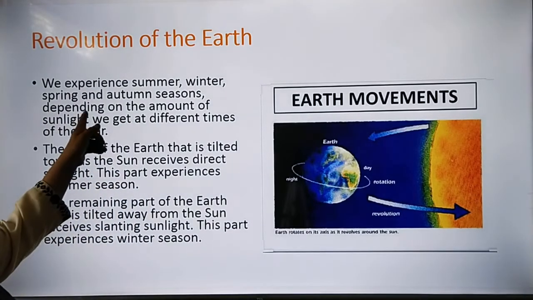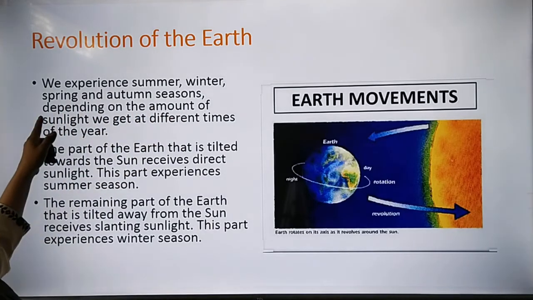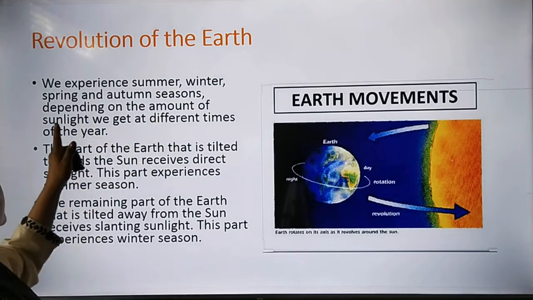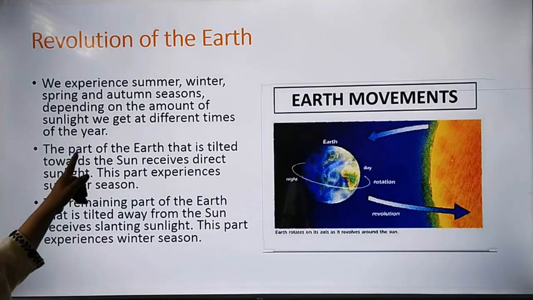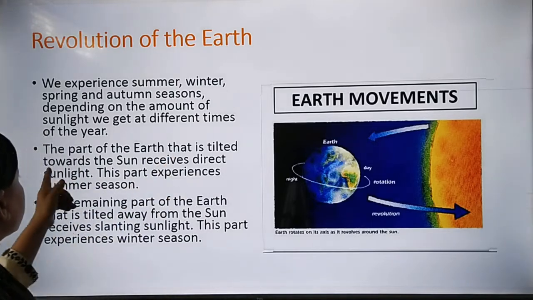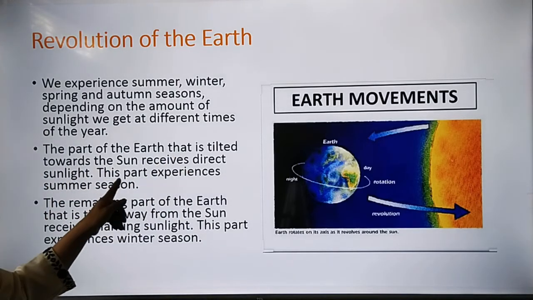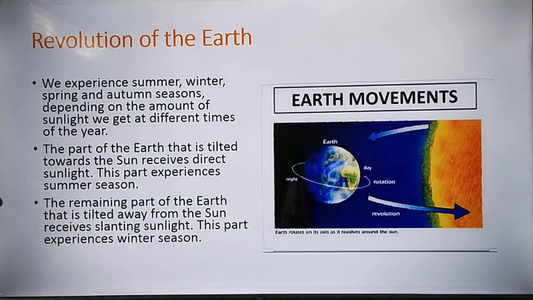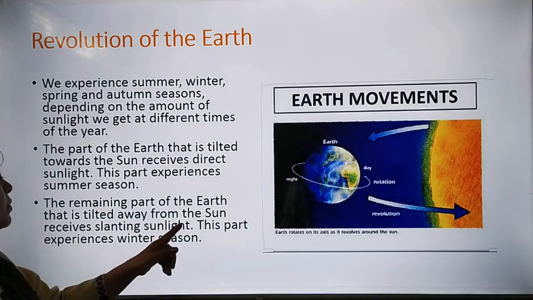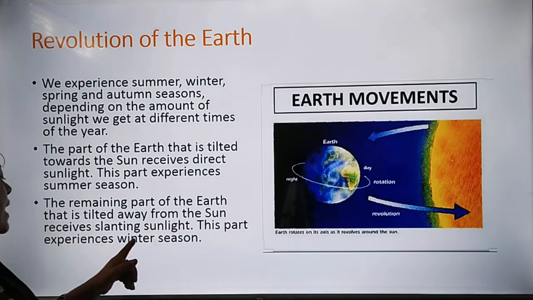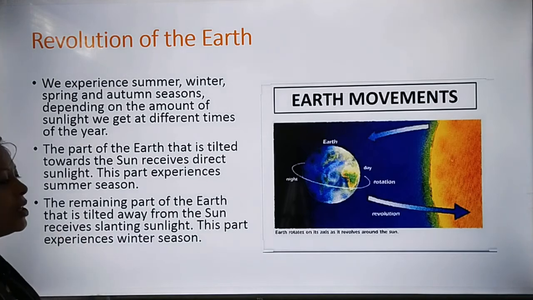Now we experience summer, winter, spring and autumn seasons, depending on the amount of sunlight we get at different times of the year. The part of the earth that is tilted towards the sun receives direct sunlight. This part experiences summer season. The remaining part of the earth that is tilted away from the sun receives slanting sunlight. This part experiences winter season.